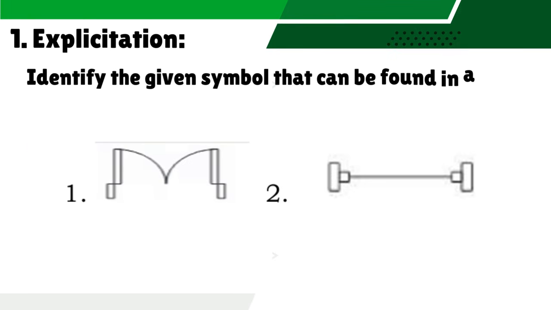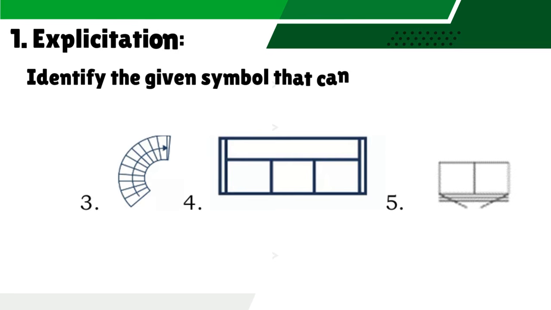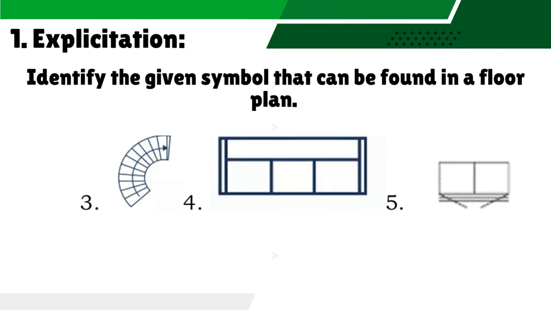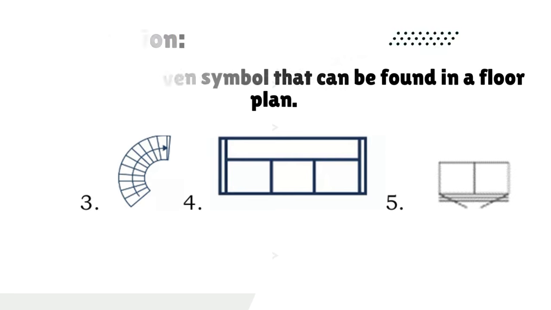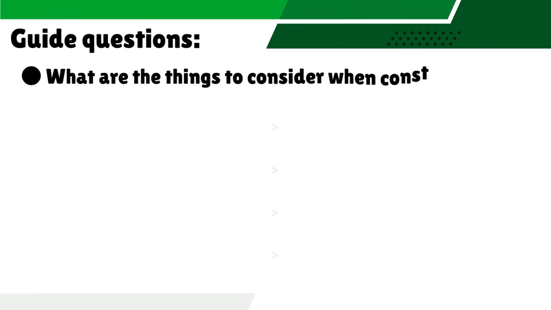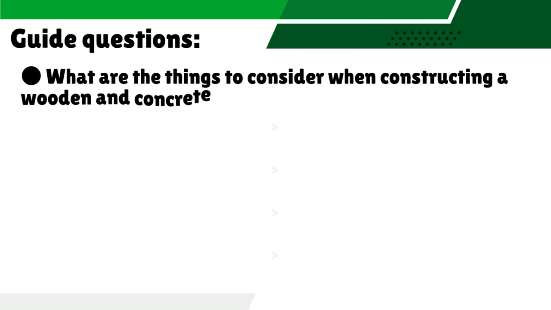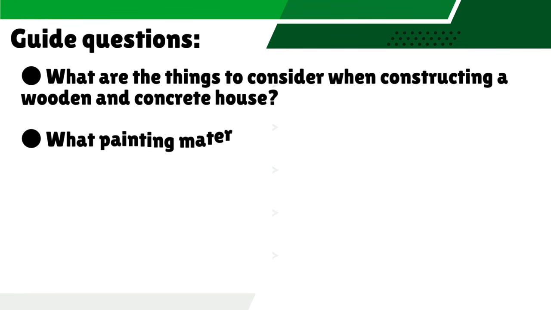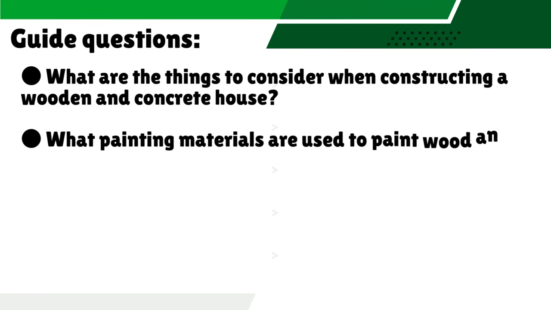Explicitation. Identify the given symbol that can be found in a floor plan. Guide questions. What are the things to consider when constructing a wooden and concrete house? What painting materials are used to paint wood and concrete?